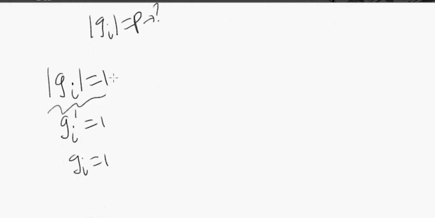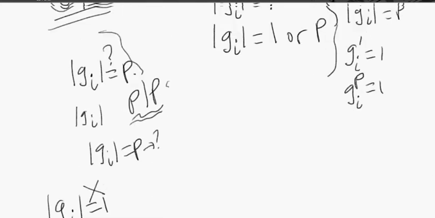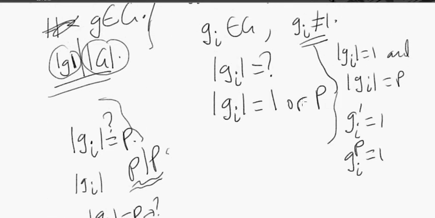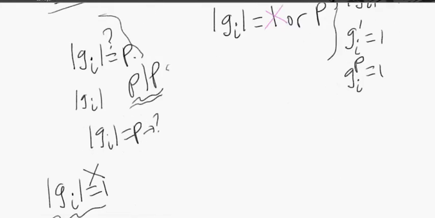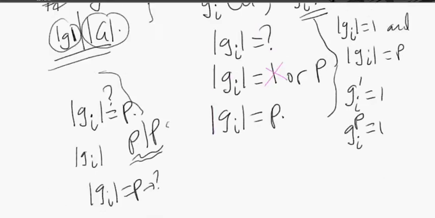Are we saying that the order of g sub i cannot equal 1? Not possible? Okay. If the order of g sub i can only equal 1 or p, and we've already established that the order of g sub i cannot equal 1, what does that tell us the order of g sub i must be? So can we conclude that the order of g sub i equals p?